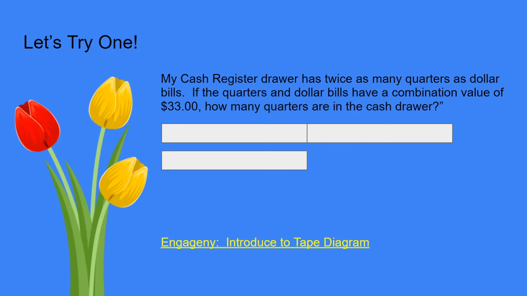I'm about half. Maybe we need to double it. So let's think about if I double this. Let's say this is 20. So if this is 20, how much is this going to be? 40. So this is going to be 40. 40 quarters is how much? Well, 20 is $5, then 40 should be $10. So this is $10, and this is $20.